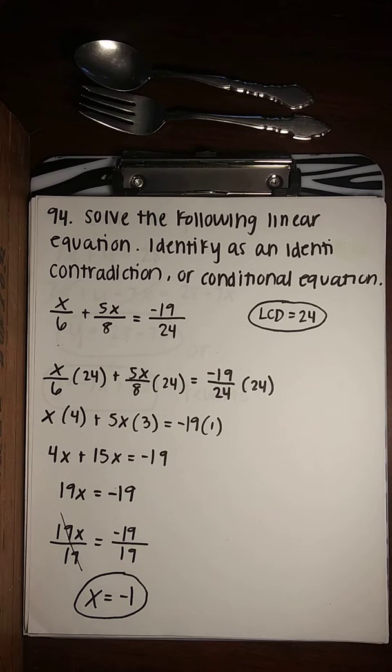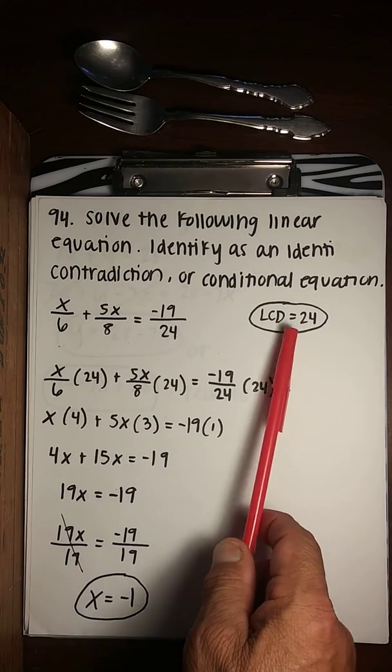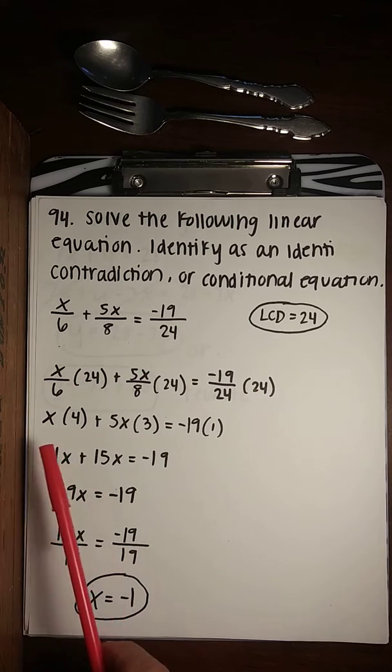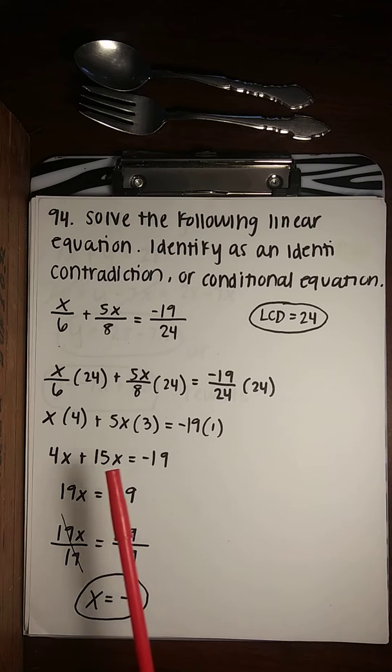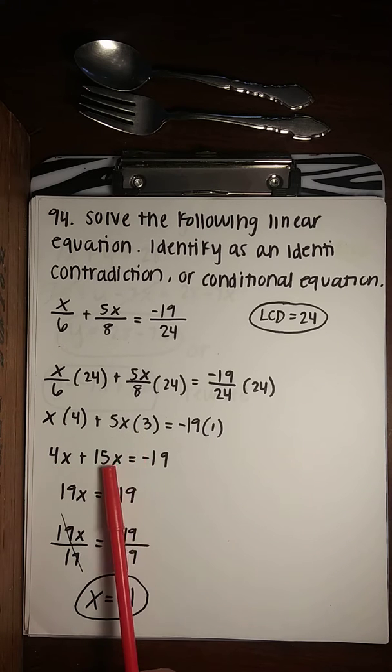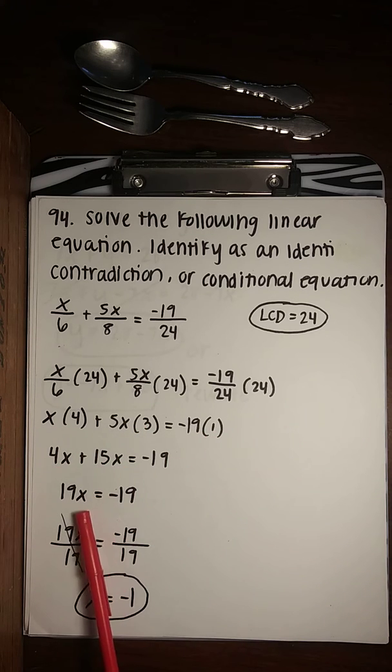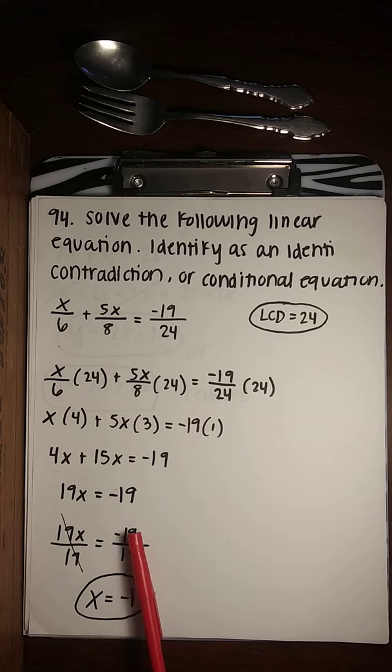Solve the linear equation, identify if it is an identity, contradiction or conditional. Alright, LCD is 24. So 6 divides 24, 8 divides 24, 24 divides 24. So that's going to be 4x, 15x, minus that, put these together is 19x equals negative 19. Divide by 19, divide by 19, so this is gone, negative over positive is negative 1.